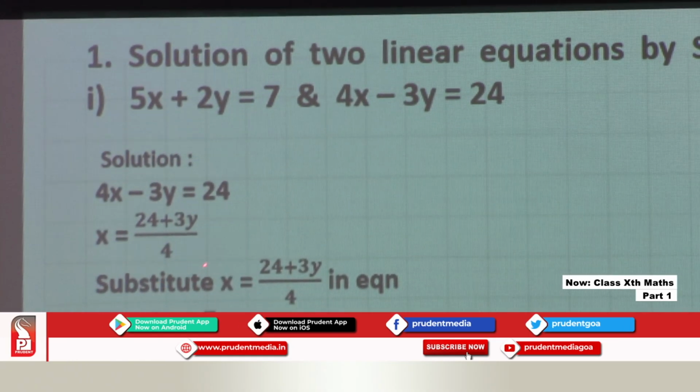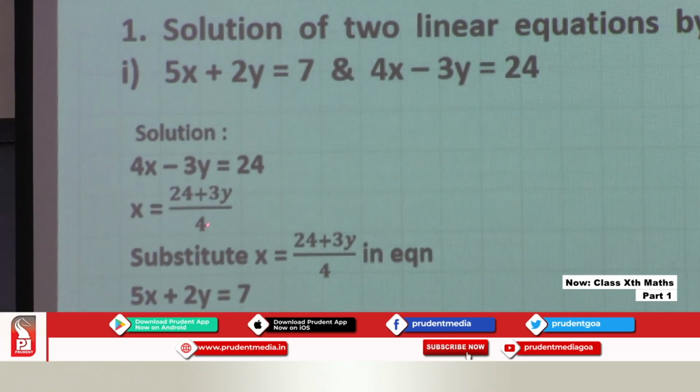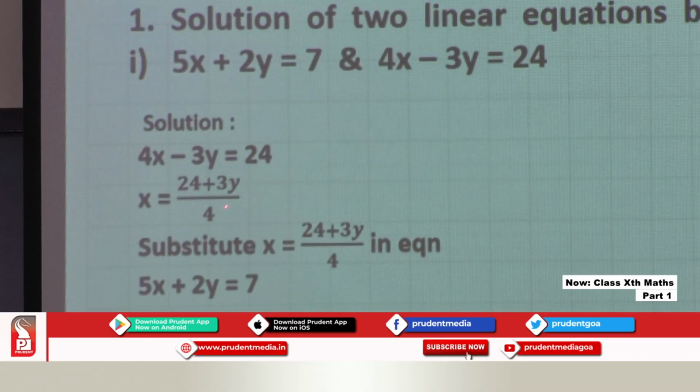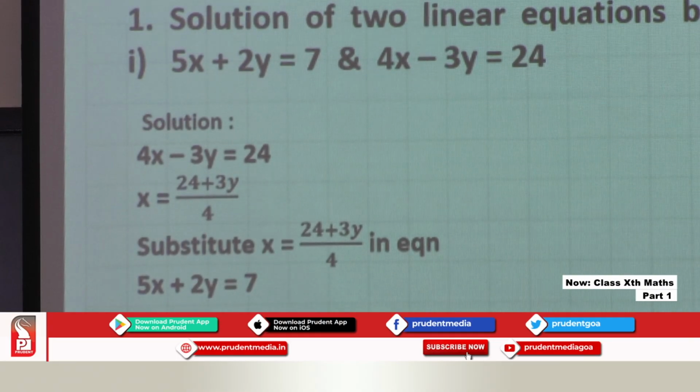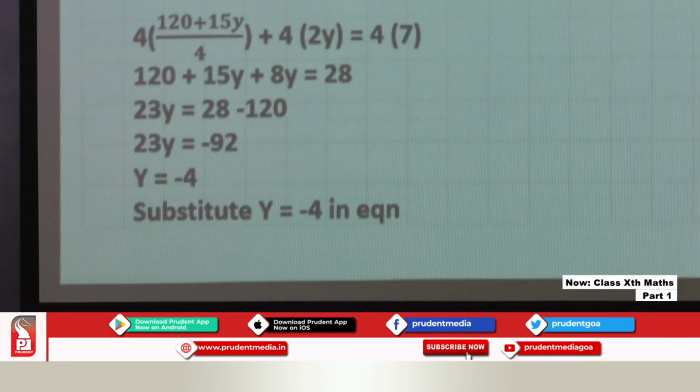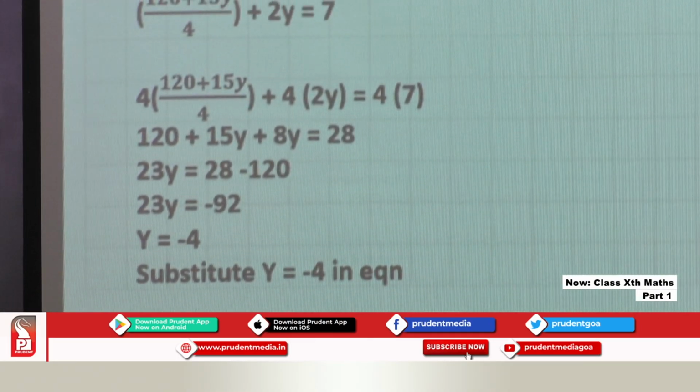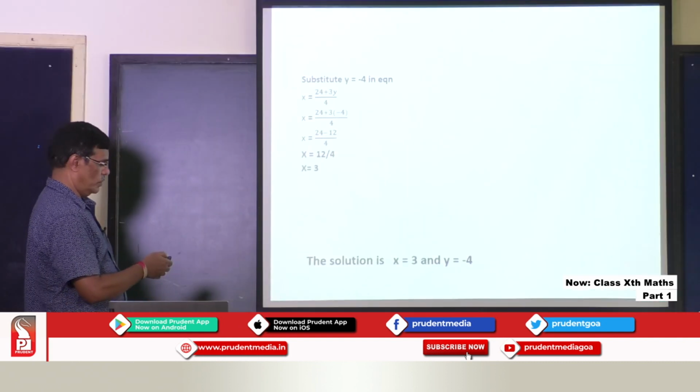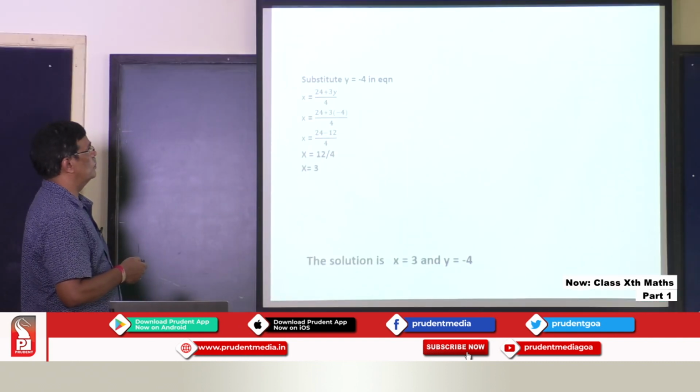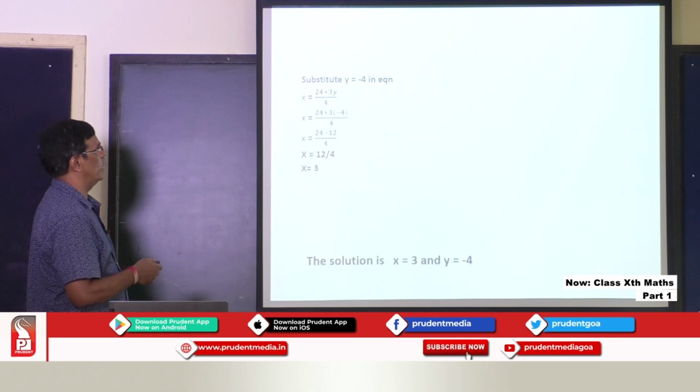Let me go back again to show you, don't make use of these equations now. See, you are getting x directly here, x is equal to 24 plus 3y upon 4. So, substitute the value of y directly in this equation. I am substituting y is equal to minus 4 in that. So, 24 plus 3 bracket minus 4 upon 4.